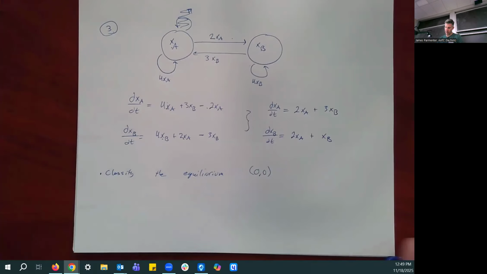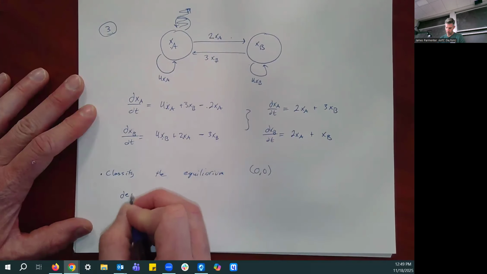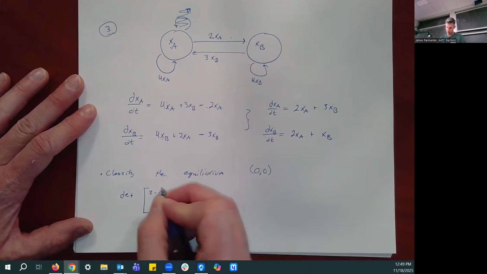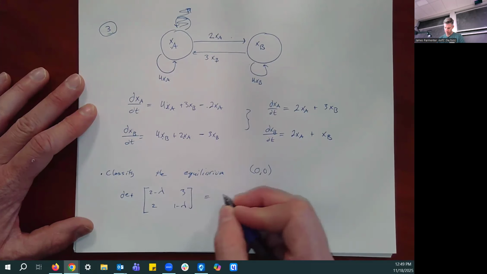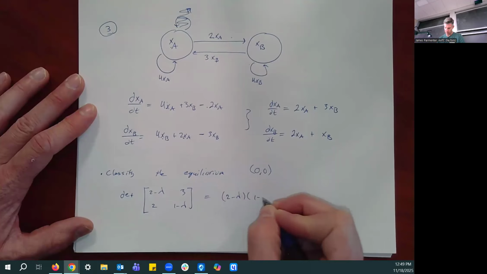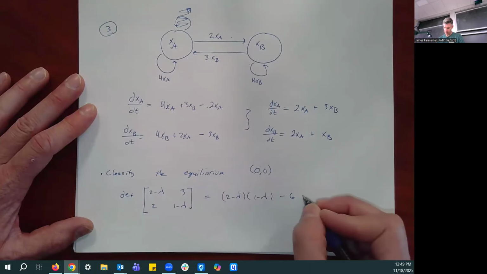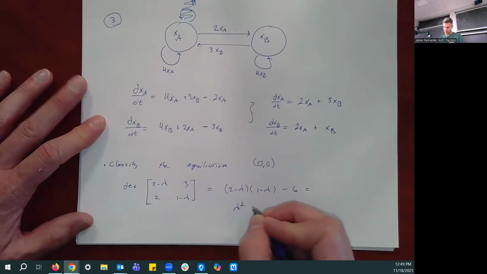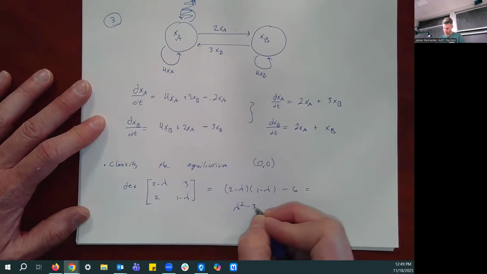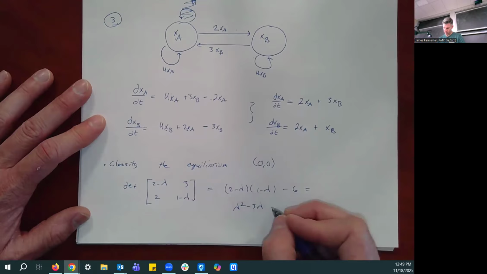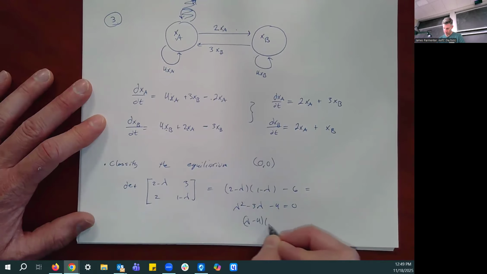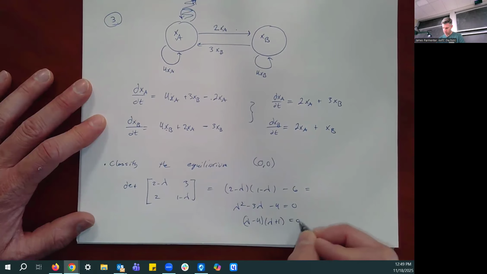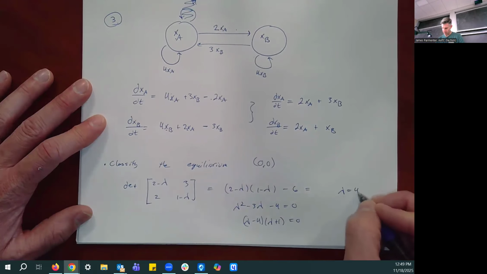All right, let's see what we've got here. So determinant of 2 minus lambda, 3, 2, 1 minus lambda. We're going to get 2 minus lambda times 1 minus lambda minus 6, which is lambda squared minus 3 lambda plus 2 minus 6, which is minus 4. So we're getting lambda minus 4 times lambda plus 1. So we have eigenvalues of opposite signs, meaning we have a saddle.